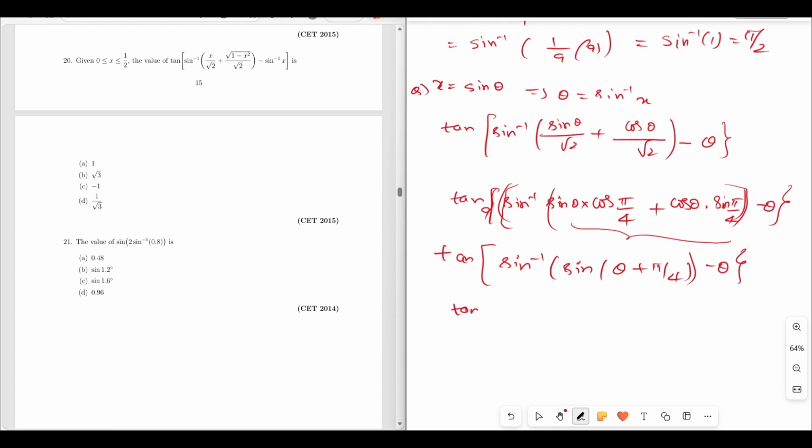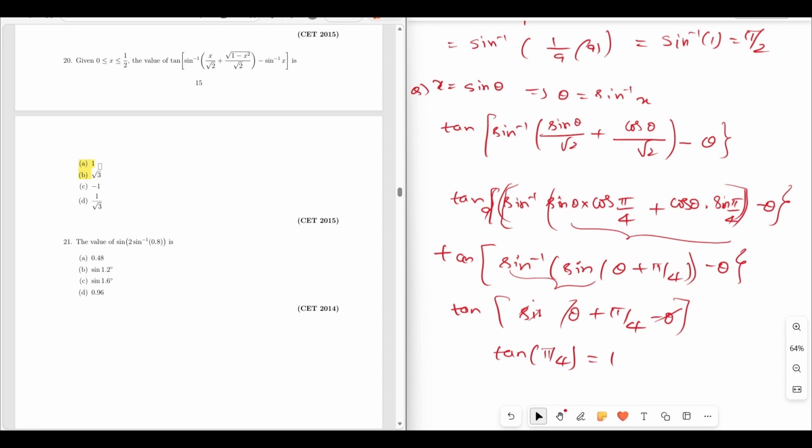So this is equal to tan of sin inverse. So now we get sin inverse sin here. So we obtain theta plus pi by 4 minus theta. So plus theta minus that theta gets cancelled. You obtain tan of pi by 4, which is equal to 1. So then which is the right option? Option A, 1 is the correct answer.